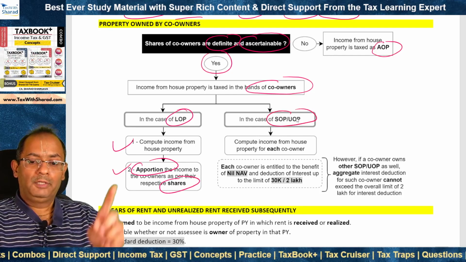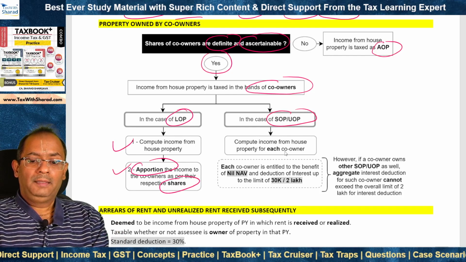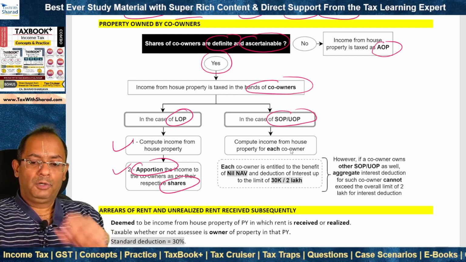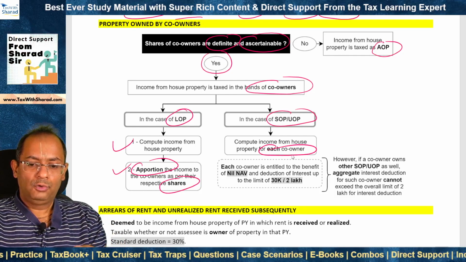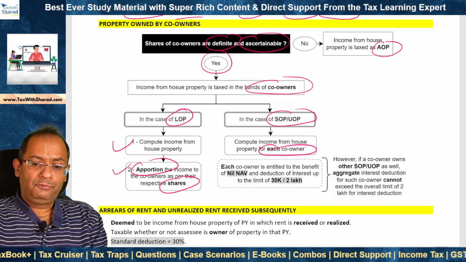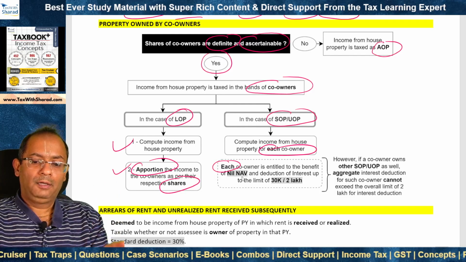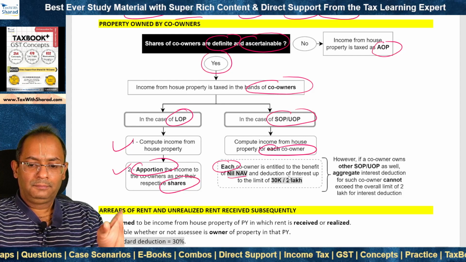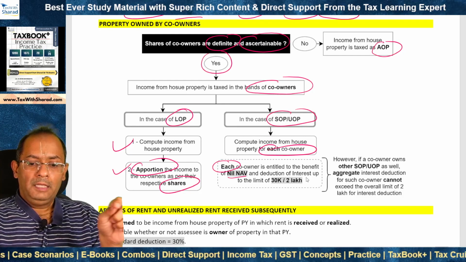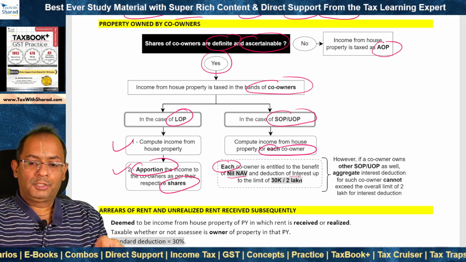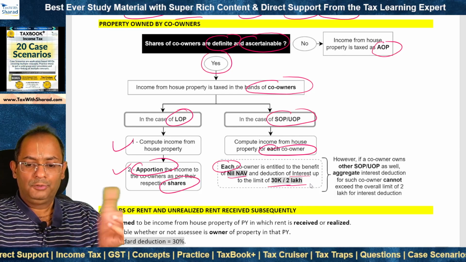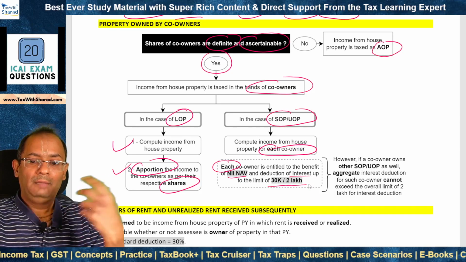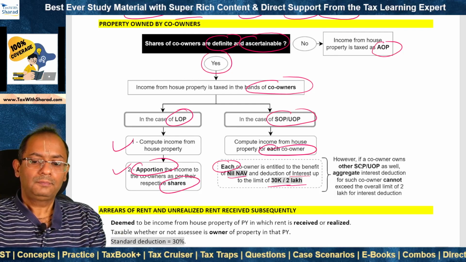But if it is a case of SOP or UOP, then the income from house property is separately computed for each co-owner. And therefore, each of the co-owners is entitled to the benefit of nil NAV. Also, each co-owner is entitled to deduction of interest up to the limit of 30,000 or 2 lakh as the case may be. So the 30,000 or 2 lakh limit is not the combined limit for all the co-owners put together.